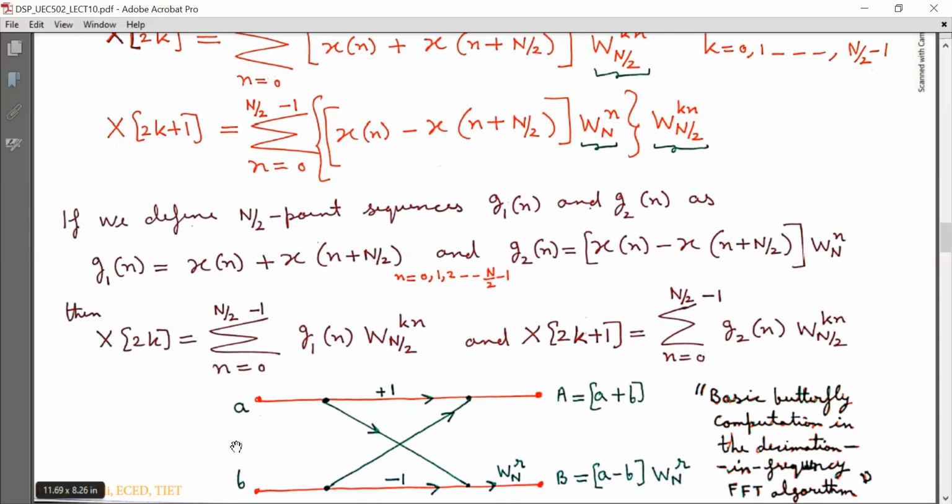So here A and B, this is the basic butterfly. This B is going to be multiplied by minus 1, and then it is going to be multiplied by W raised to power r with base N. So at output, I receive two terms. Capital A is equal to A plus B, and capital B is equal to A minus B, W raised to power r with base N. So it involves two complex additions and one complex multiplication. Very clear: two complex additions and one complex multiplication.